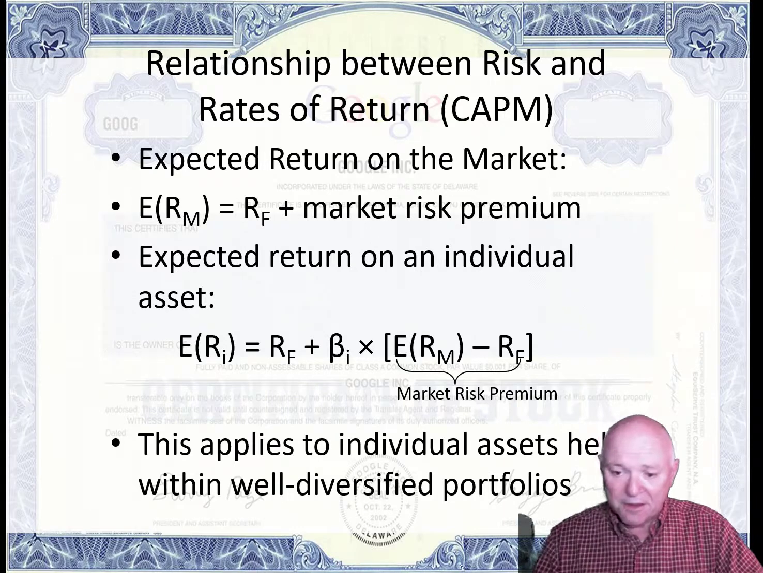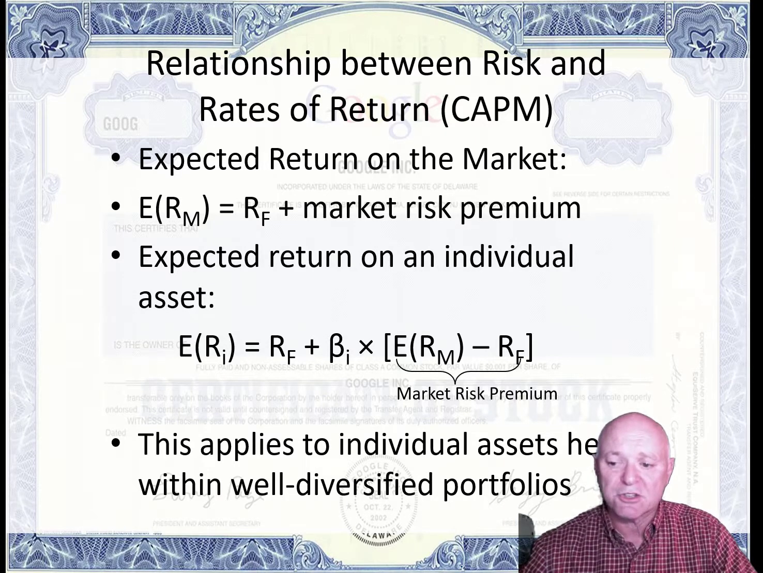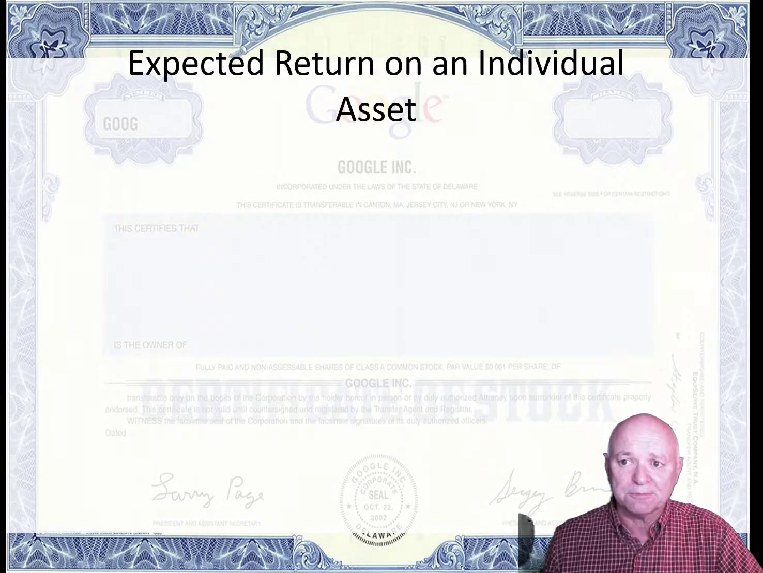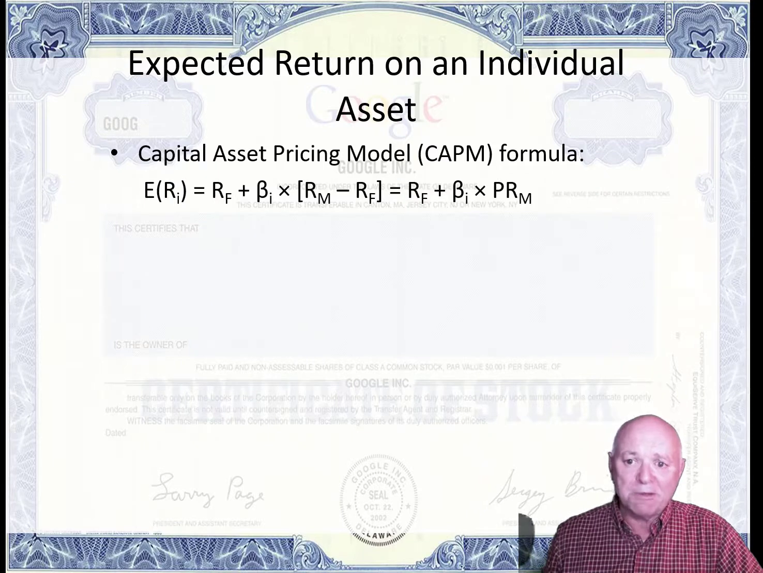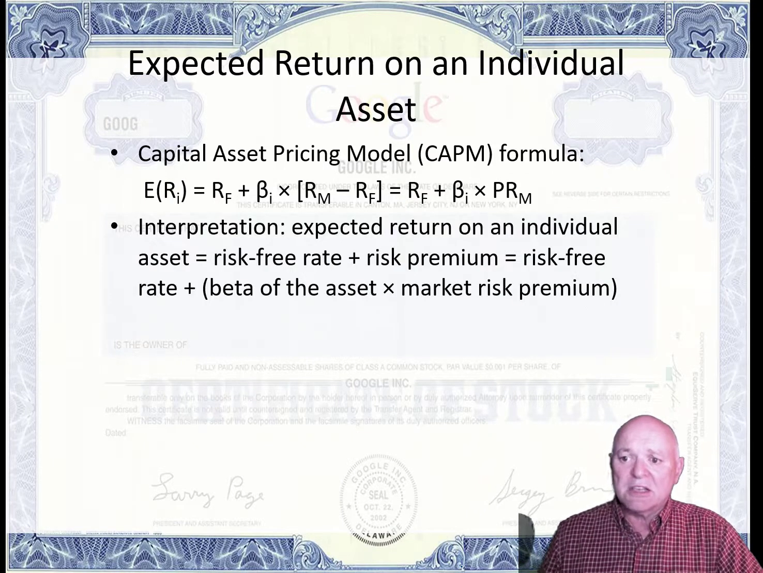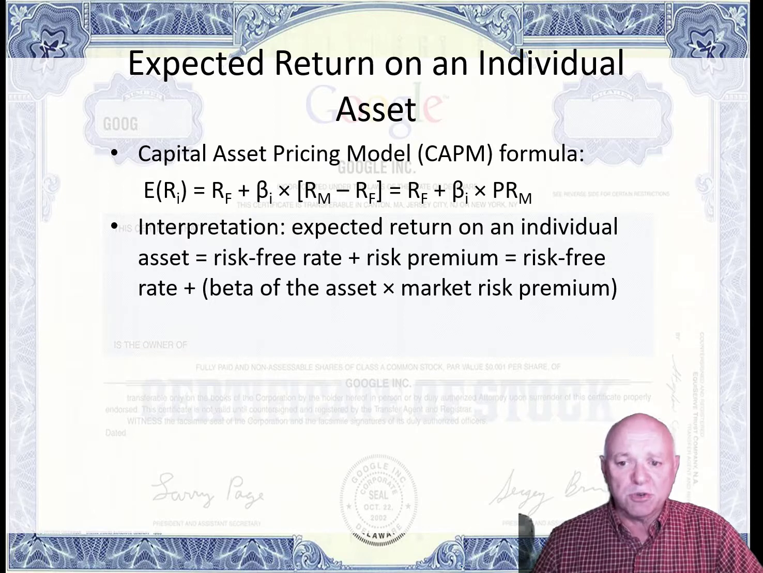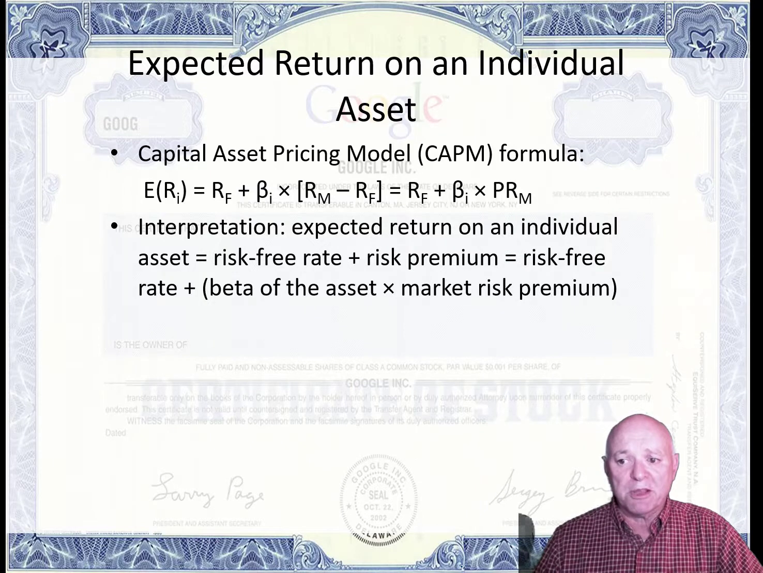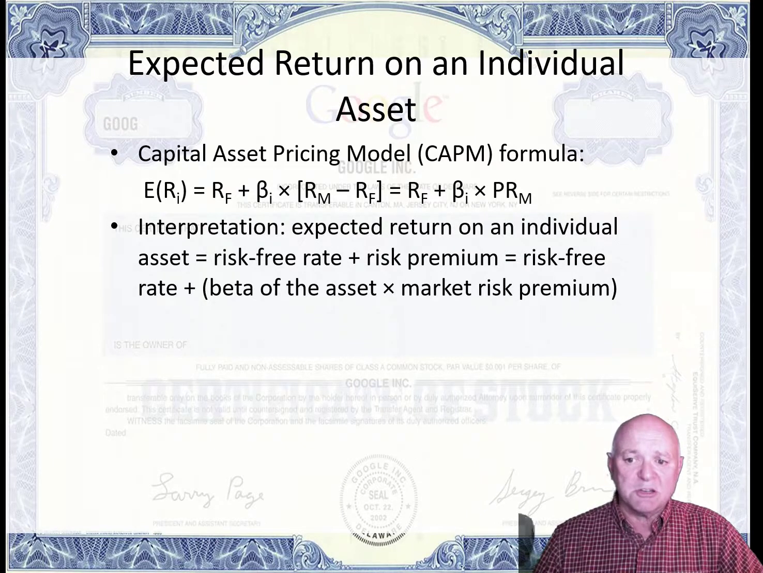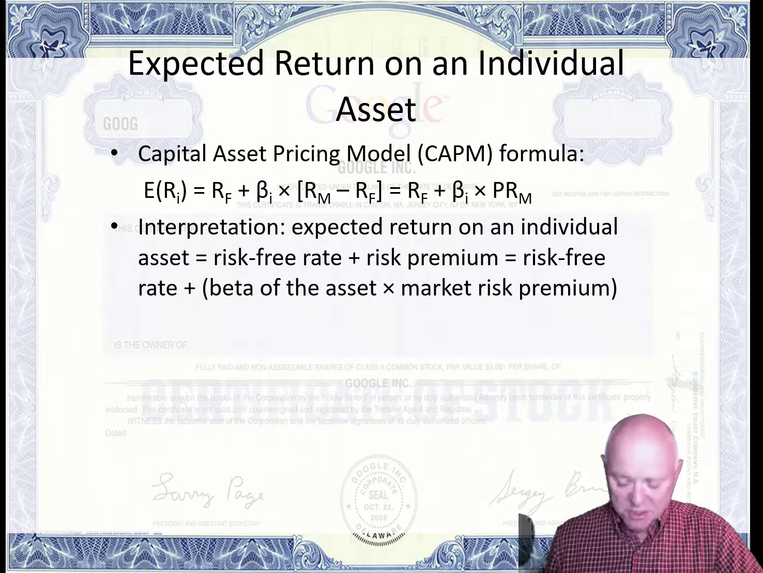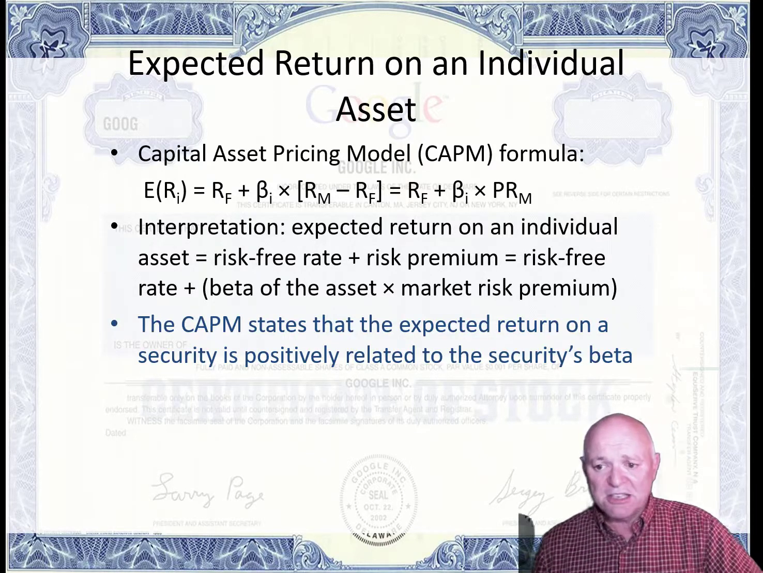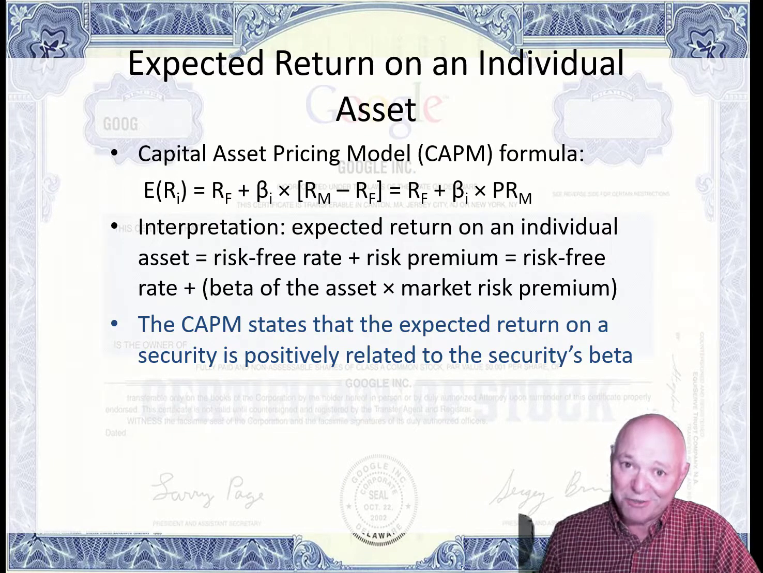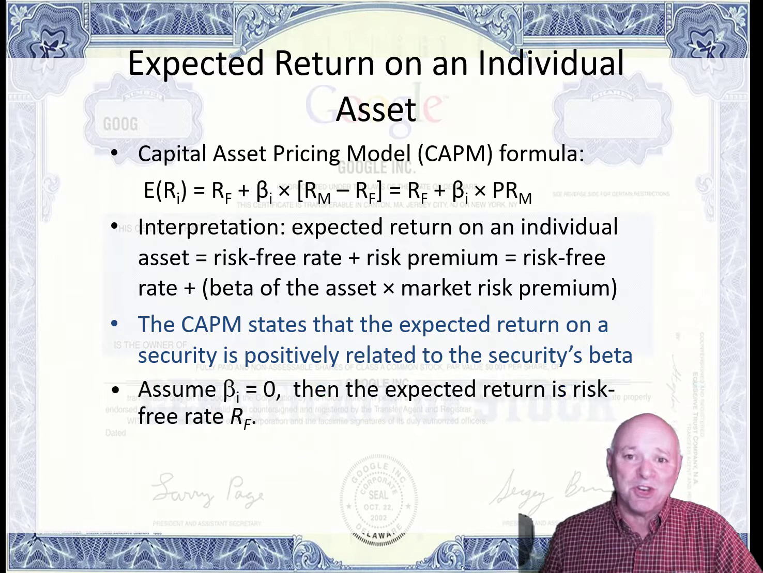That particular formula essentially applies to all individual assets that are going to be held within well-diversified portfolios. So our CAPM formula is the expected rate of return on an individual asset, which is equal to the risk-free rate plus the risk premium, and the risk premium itself is going to be the beta of the asset times the market risk premium. Essentially, it says that the expected return is going to be positively related to the security's beta.